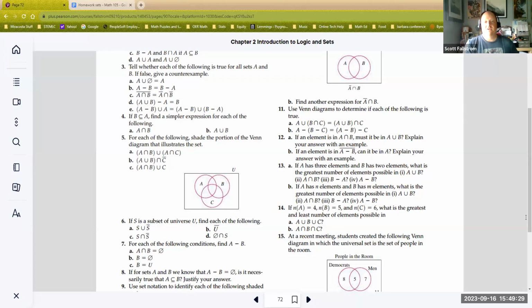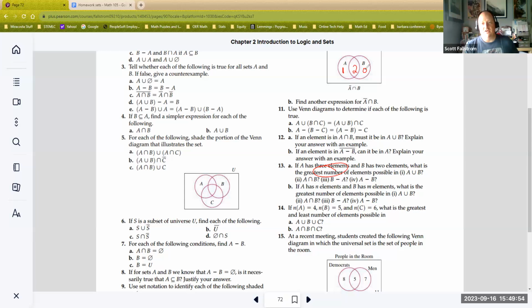Now those are interesting because remember if A has 3 elements, then there's 3 things total in A. If B has 2 elements, then you could say, well, wait a minute, the most they could have in common is 2, and then there'd be 0 here and 1 here to make a 3 in A and 2 in B. So that'd be the maximum.